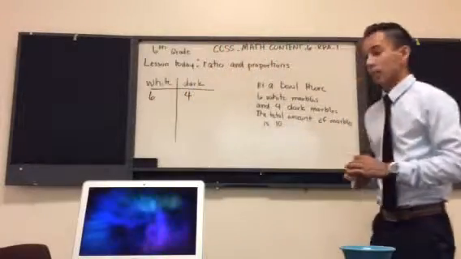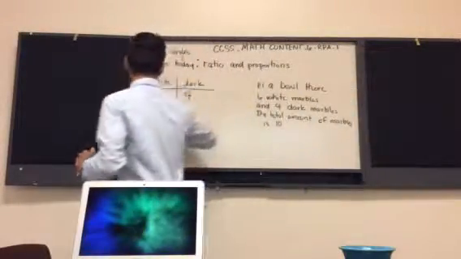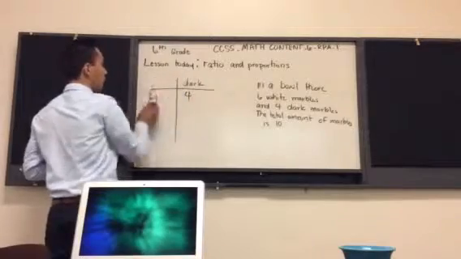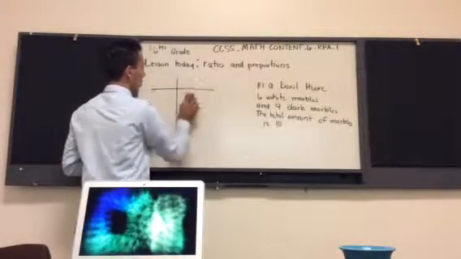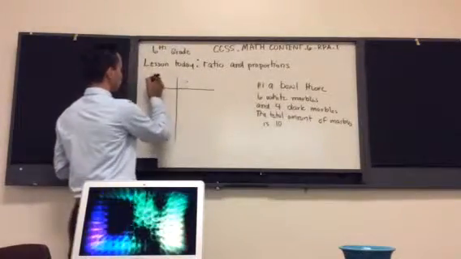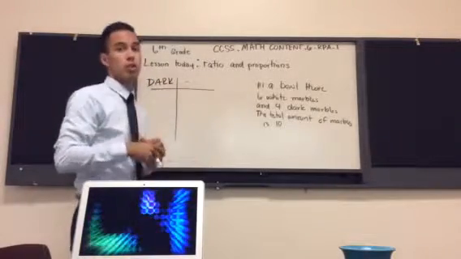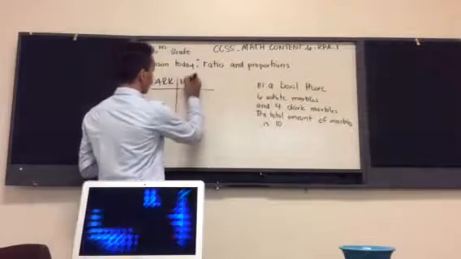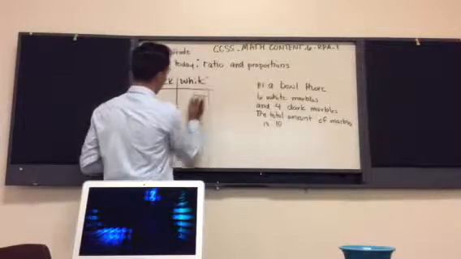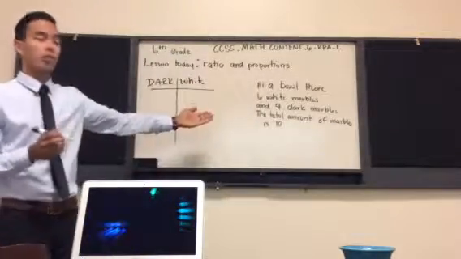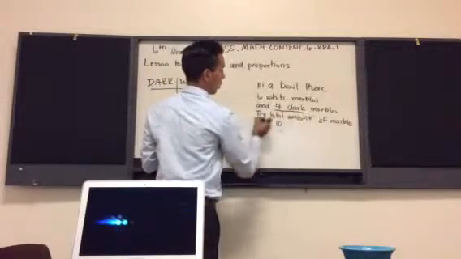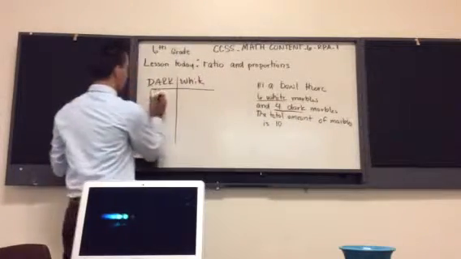We can say, what's the ratio of dark to white? Basically, we're switching it up. We're doing the reciprocal value. Right? So, looking at the board, there are 4 dark and 6 white.